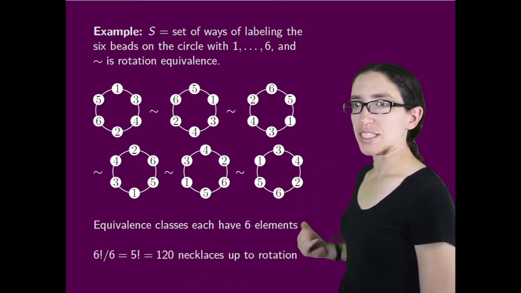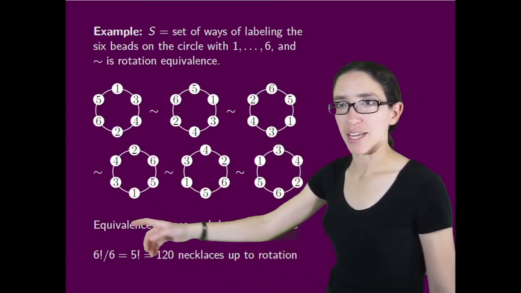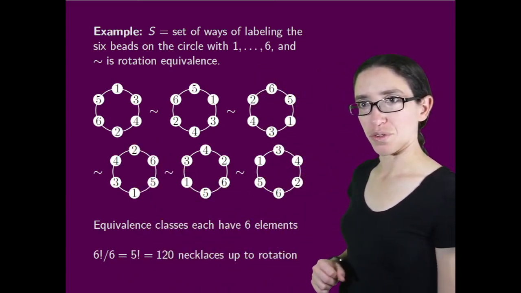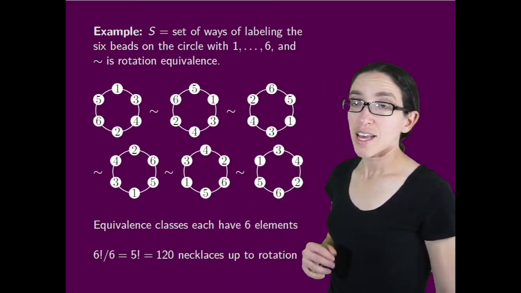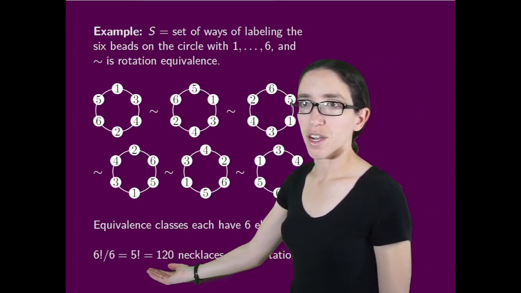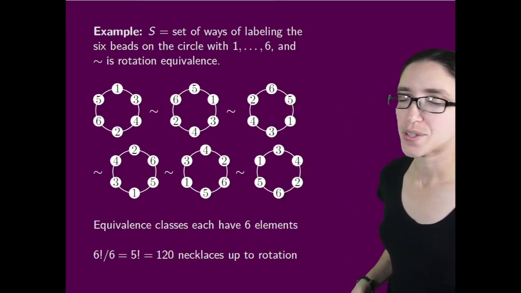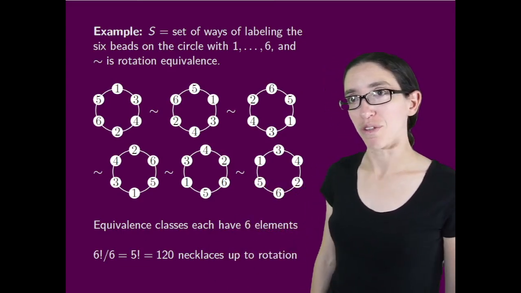So here's where we can use the division principle. Since every equivalence class has the same size, we can take all 6 factorial ways of labeling the 6 boxes with 1 through 6 and divide it by 6 to get the number of equivalence classes. And the equivalence classes correspond to the necklaces up to rotation. So there are 120 necklaces up to rotation. Again, different language for saying the same thing as the necklace problem we've already done in a previous video.